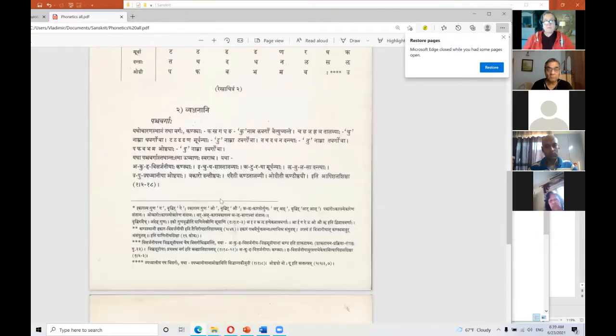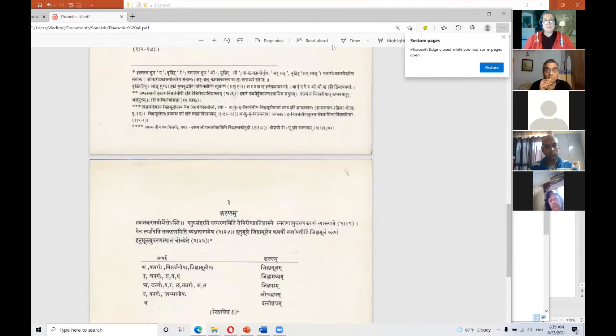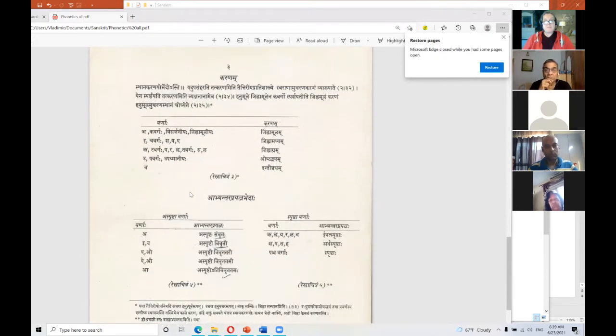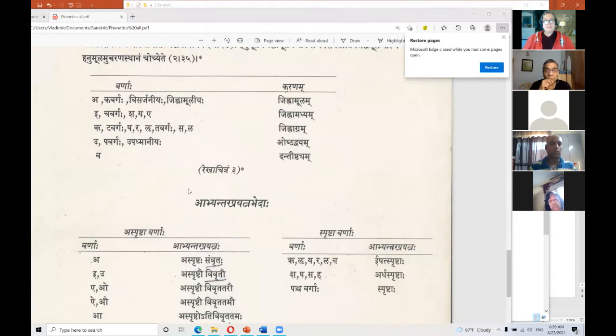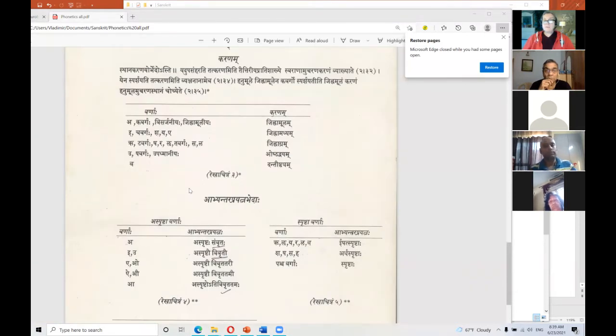So here, the explanation of the sounds is given in a very systematic way. You can see the ways of articulation, how it is given in the literature, in the Shiksha literature. So you can see that we have a, then kavarga, then visarjaniyah and jihvamulyah, that h sound, yes. So that is jihvamula. Jihvamula is then the back of the tongue, the root of the tongue. Yes?